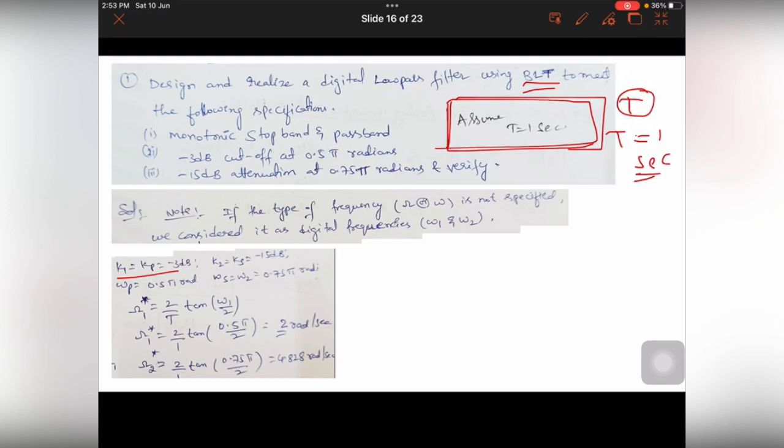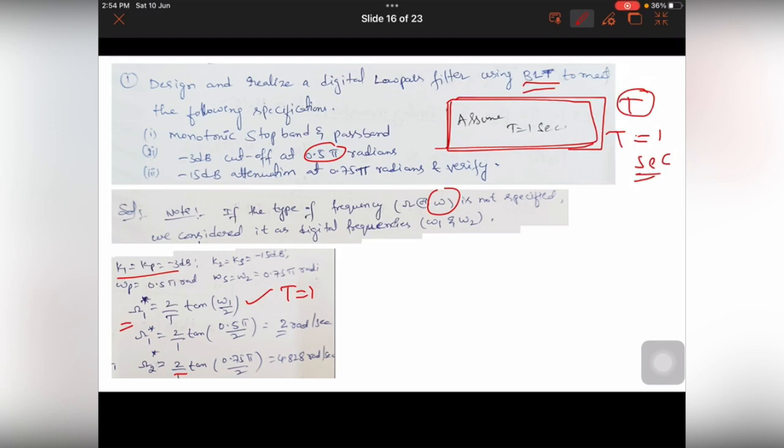So from the digital specification, how you get your analog specifications, you can observe omega 1 is equal to 2 by T into tan of omega 1 by 2. Similarly, omega 2 is equal to 2 by T into tan of omega 2 by 2. Substitute here, assuming T is equal to 1 second. So 2 by 1 into tan of, what is your omega 1? Omega 1 is given clearly as 0.5 pi. So 0.5 pi by 2 radian per second. So therefore we are getting 2 radian per second approximately.